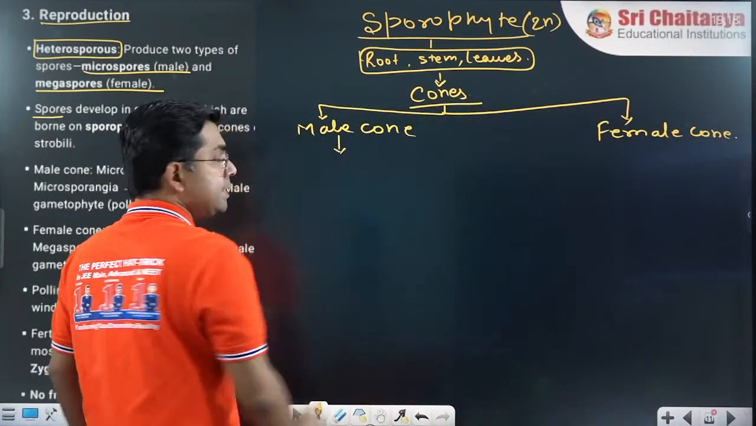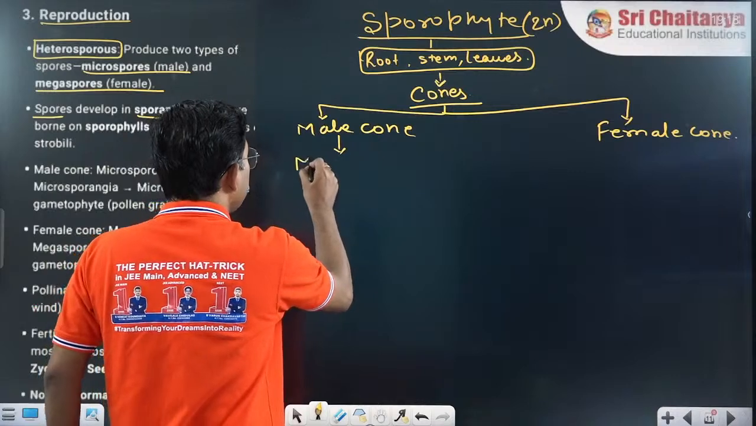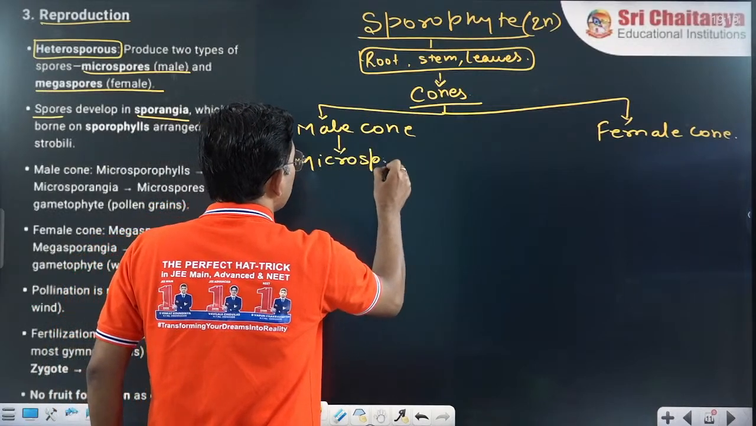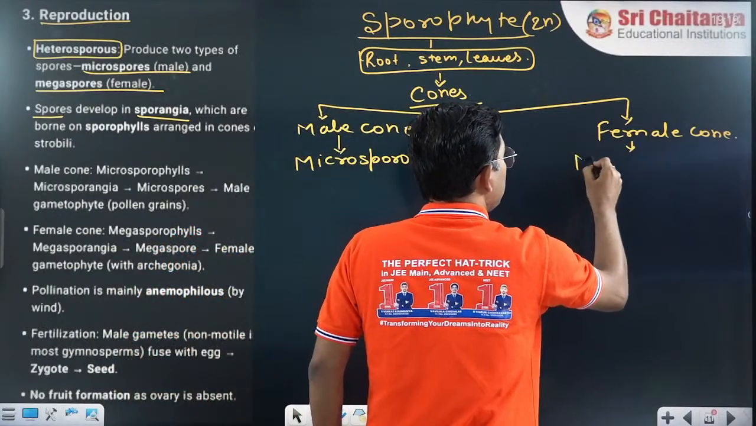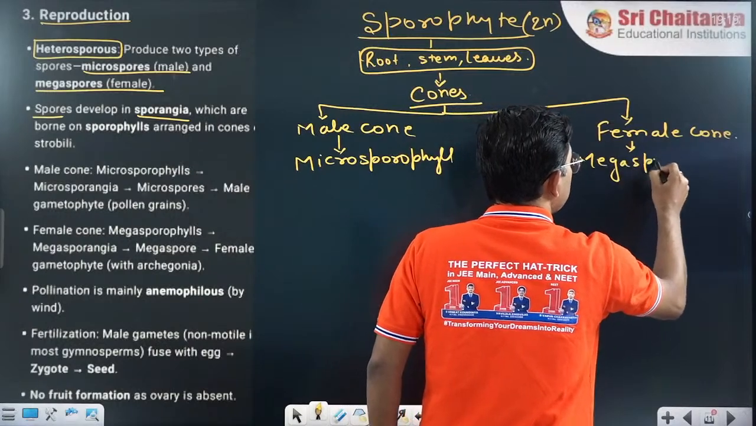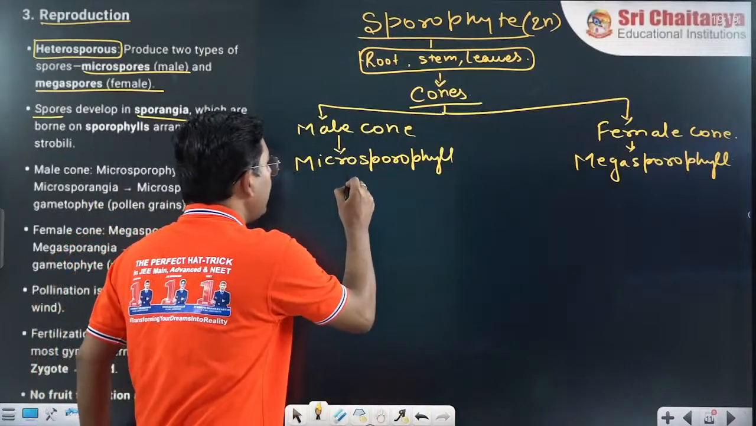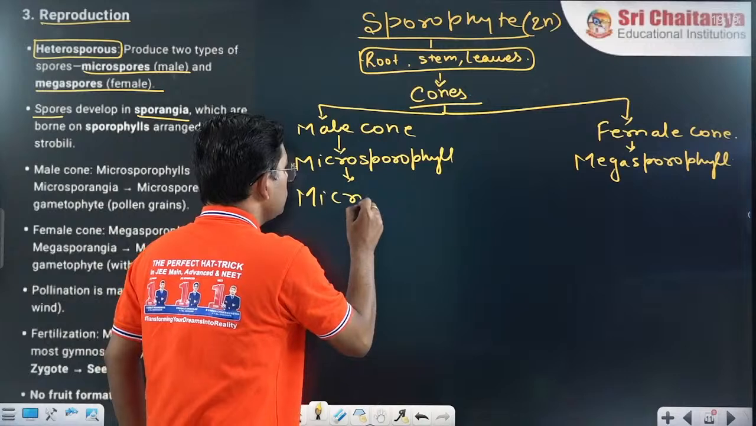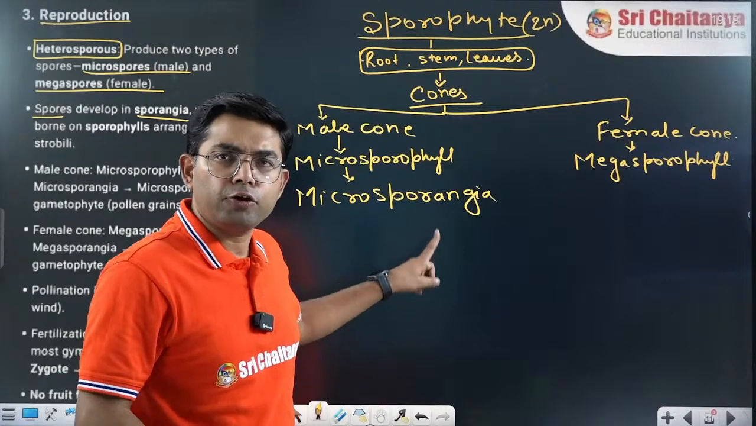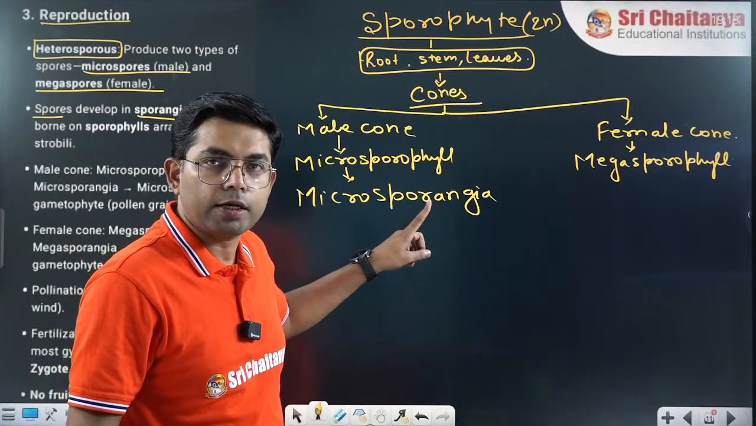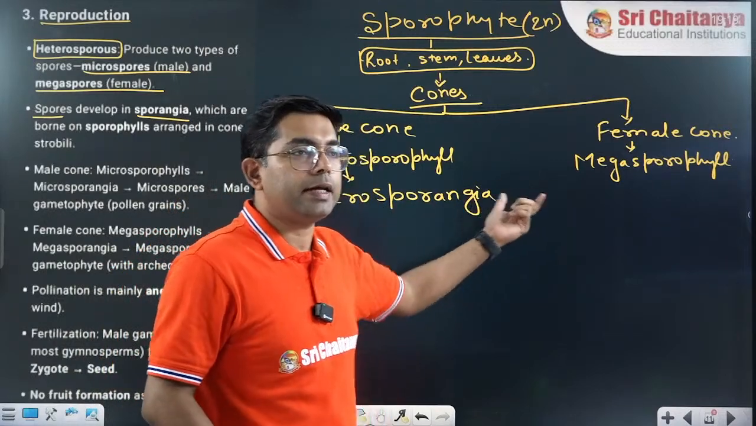Now, male cone, as I said, everywhere male is called micro. So inside the cone will be microsporophyll. Microsporophyll. In female, it will be megasporophyll. Then microsporophyll will have microsporangia. It is similar to what we have seen in the pteridophyte. There also we have seen similar distribution. The only difference is there we haven't discussed micro and mega separately, right?